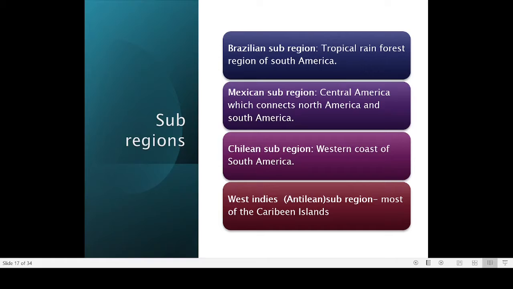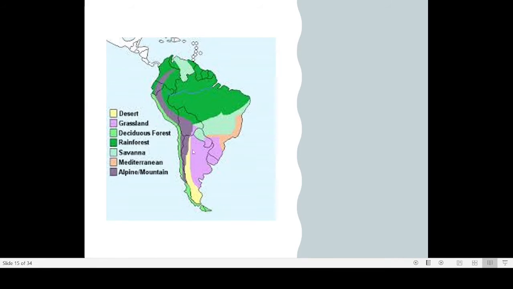Now we go to the Chilean subregion. The Chilean subregion consists of the western coast of South America. This western coast of South America is generally dry. Here we can find a lot of thick rainforest, but what you are seeing here is that this region is mostly dry, and in the rain shadow region of the Andes mountains, it is desert. So the western region of Chile is composed of deciduous forest, and in some parts we can find grass.